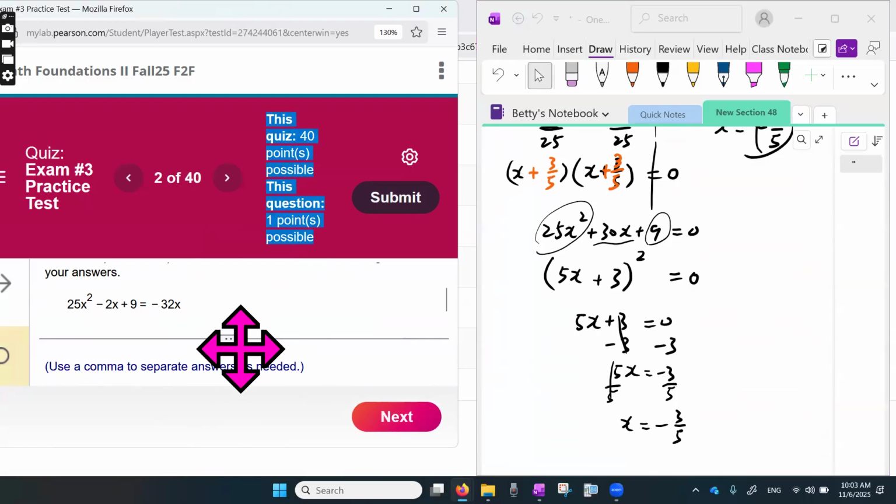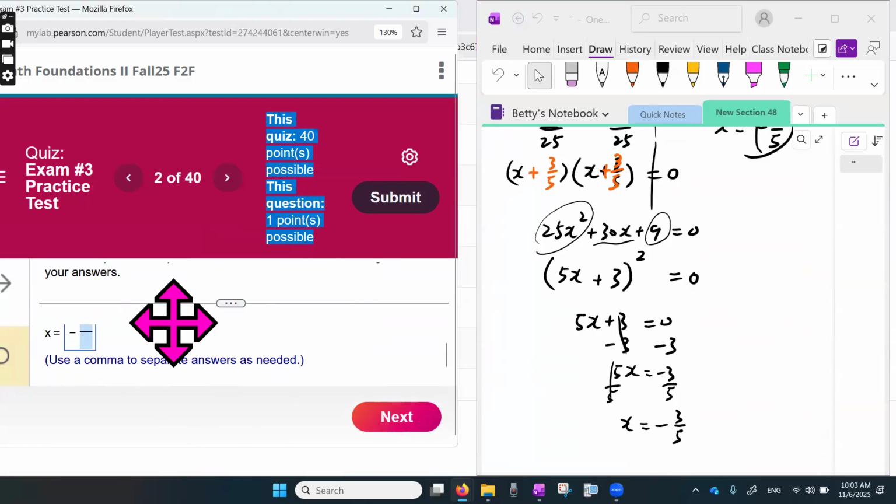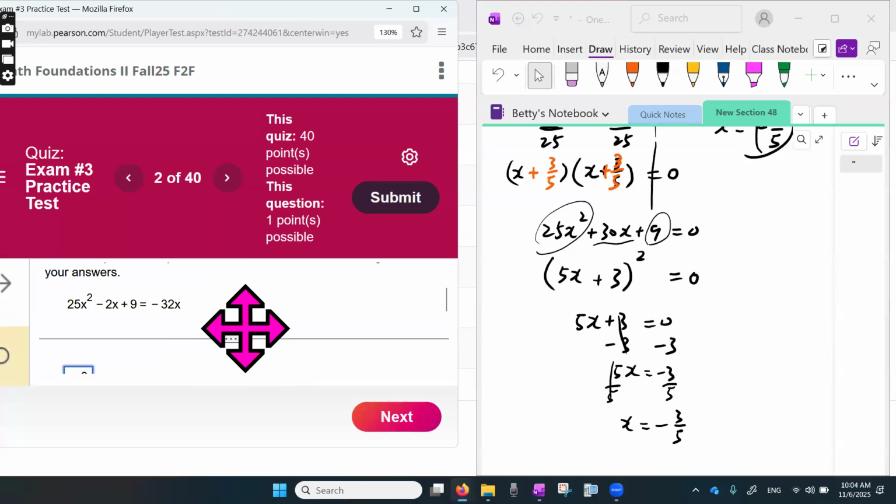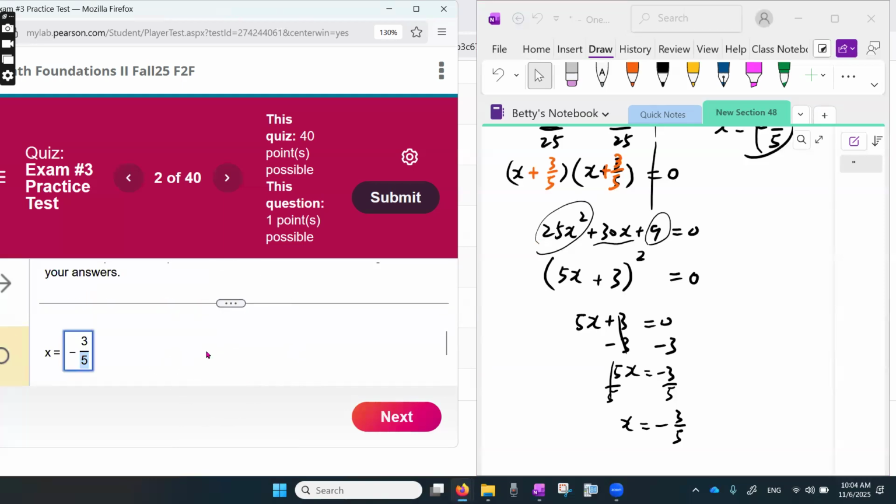Negative 3/5. Double check your entry. Negative 3/5, right? Okay, next.